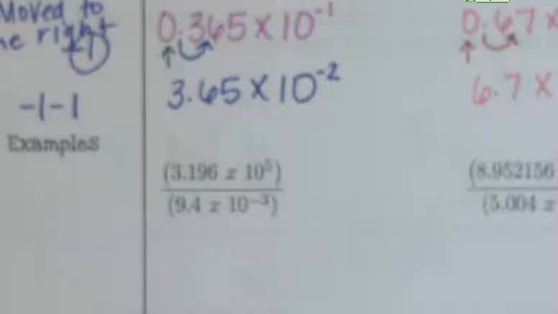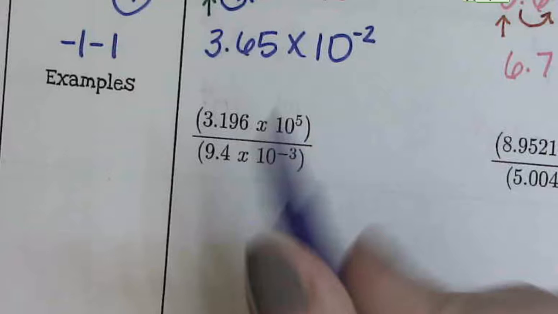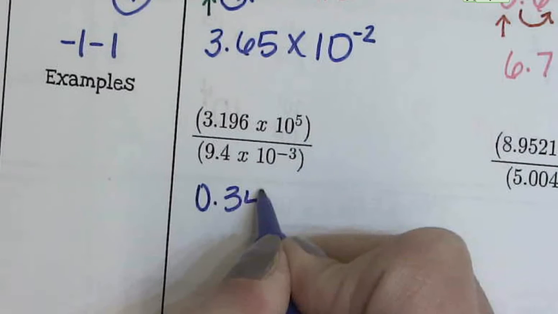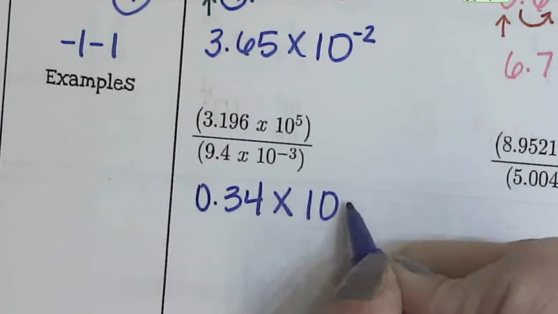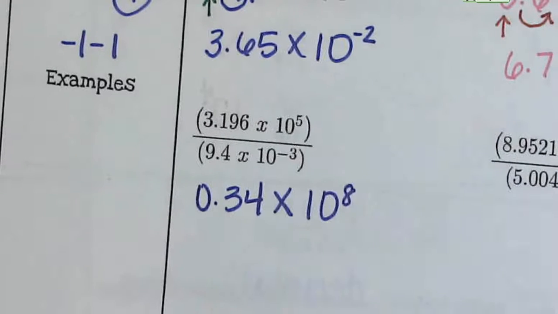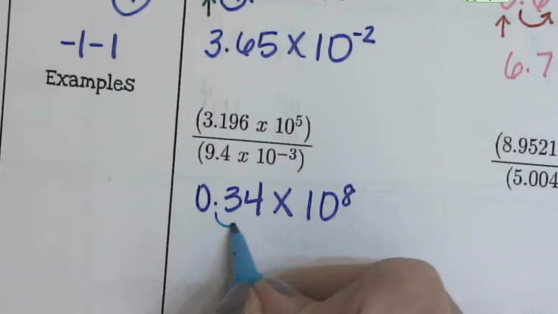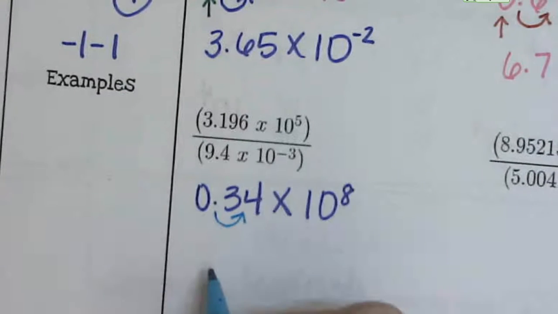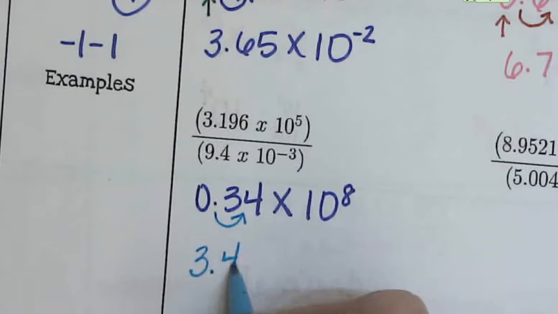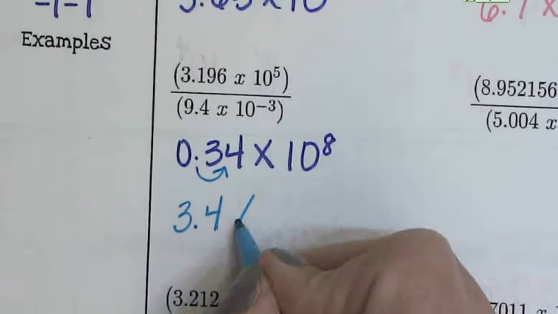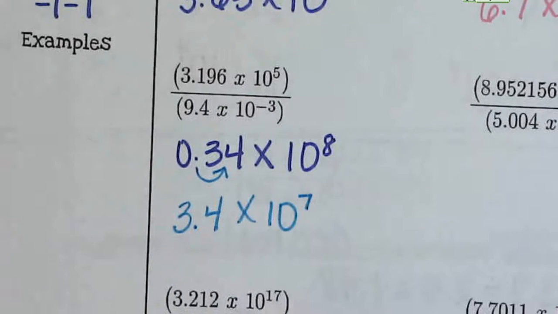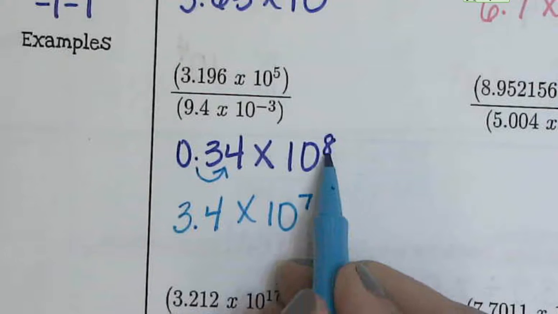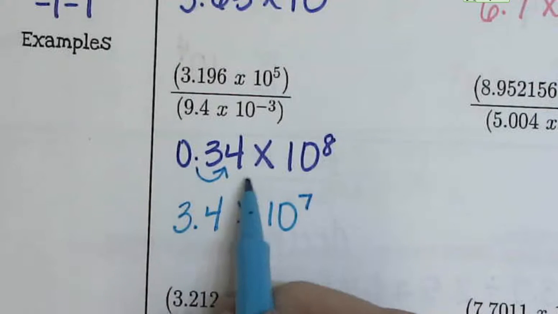All right, so now we're going to look at this next problem. This is a big number we got to type into our calculator. 8.952156 divided by 5.004. I get the answer of 1.789. That's funny. Times 10 to the, I look at my exponents, 12 minus a negative 5 is 17. I see that my answer is between 1 and 9. It has a single digit, so I know that my answer is correct.